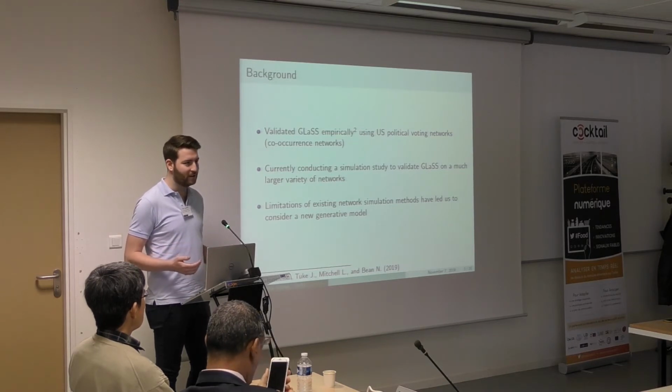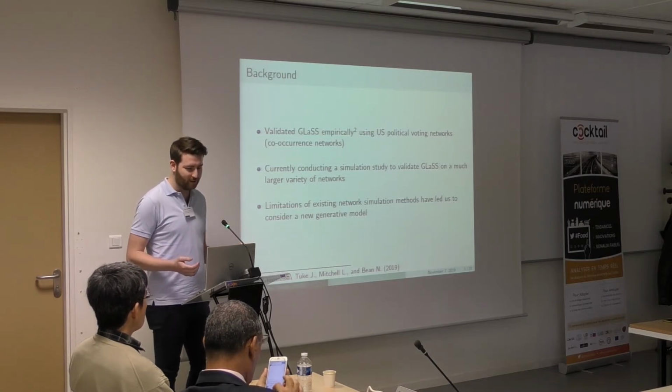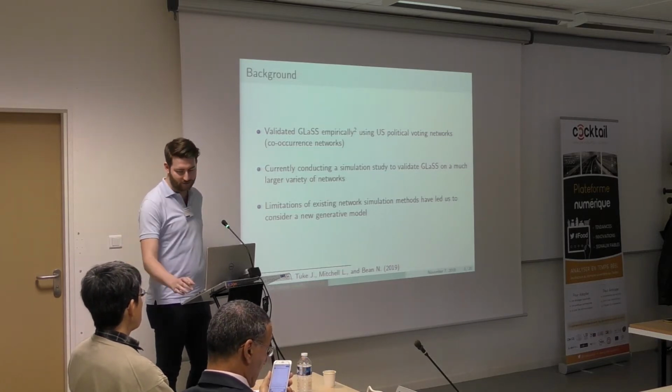But obviously this is a very small class of graphs, so we need to sort of validate it more properly with a simulation study, throw it at a really large set of graphs and see where it performs well, where it falls down. And we've tried some existing models, but we think there are a couple of limitations that mean that maybe a new generative model might be warranted.